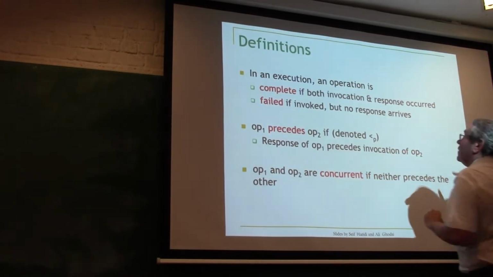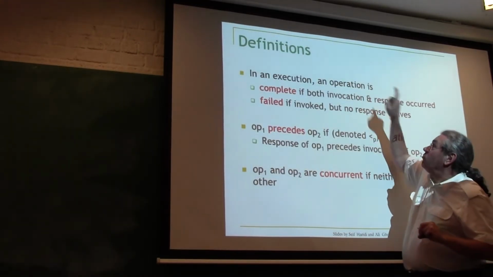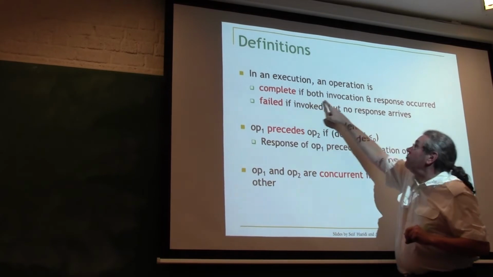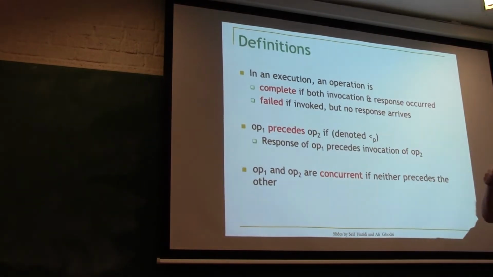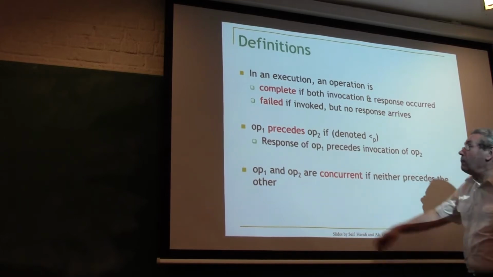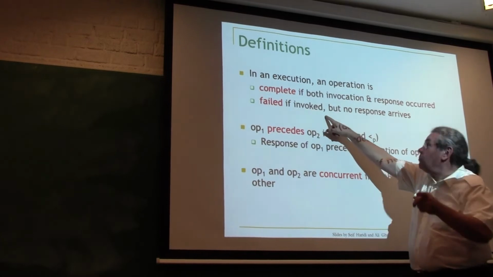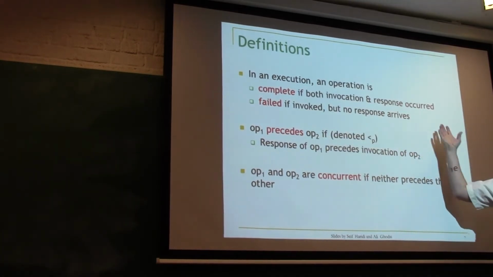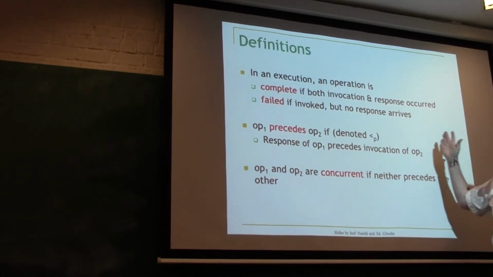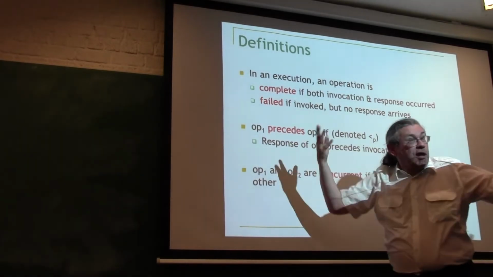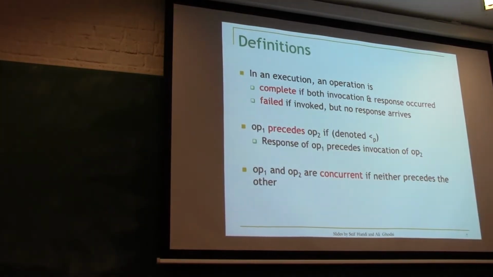We say an operation, so a read or write, is complete if you do both the invocation and the response. So the whole thing is done, it's complete. But maybe there's a failure. So you can have invoke, started, but it never stops. No response ever arrives. So that's a failed operation. Of course you can have failed operations, okay?